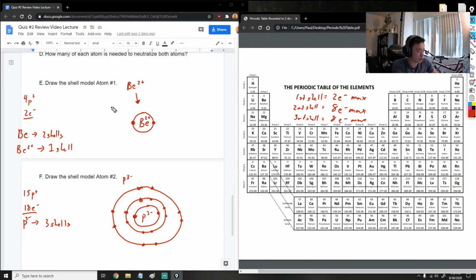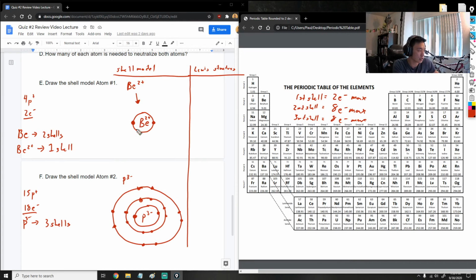Alright, so you can't really see it on the screen right now, but we also need to draw the Lewis structures, but I'm going to do it right here just because it's going to be easier to see next to the shell models. Okay, so now we need to draw the Lewis structures. Lewis structures are very easy.